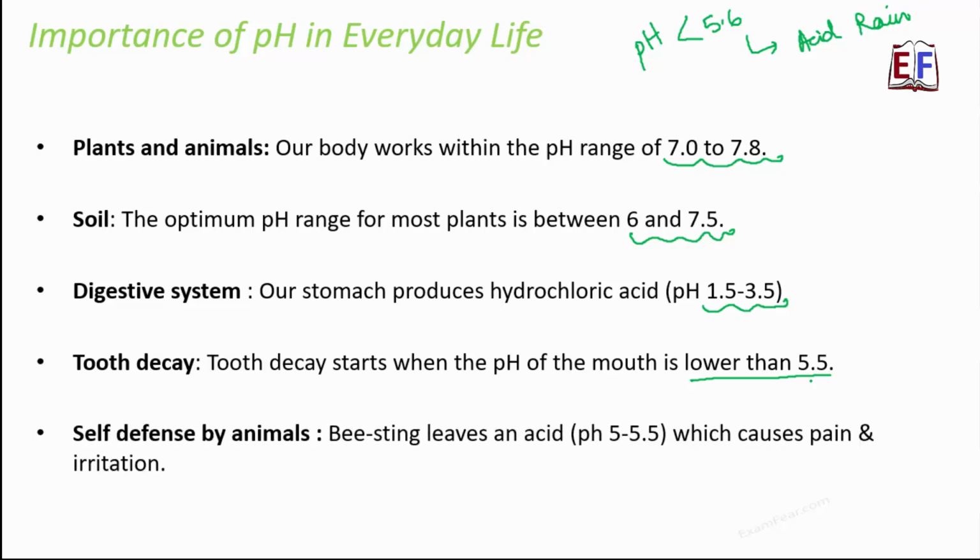Self-defense by animals. A bee sting leaves an acid of pH range 5 to 5.5, which causes pain and irritation. You would have seen that, right? Whenever there's a bee sting, there's so much pain, so much irritation. Why does that happen? Because of that acidic nature of the sting. When it stings, it leaves an acid inside your body, which causes all these problems. And these kinds of problems are seen with many insect bites or animal bites.